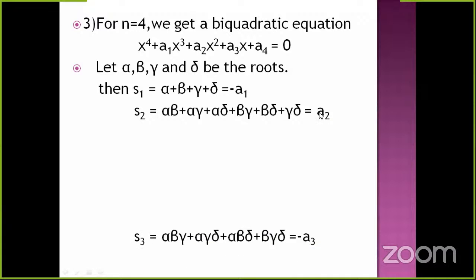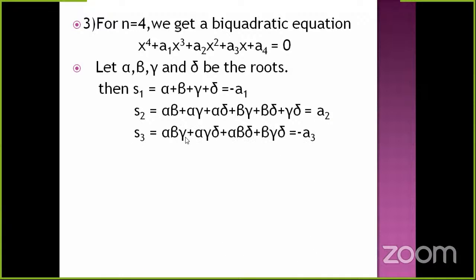It will be A2. And next S3, that is the sum of the product of the roots taken 3 at a time. So the possible terms in this case are alpha beta gamma plus alpha gamma delta plus alpha beta delta plus beta gamma delta. Once again, check whether you are getting these combinations or not. So S3 value will be equal to minus A3, that is minus 1 to the power of 3 A3. Since minus 1 to the power of 3 is negative, S3 is equal to minus A3.